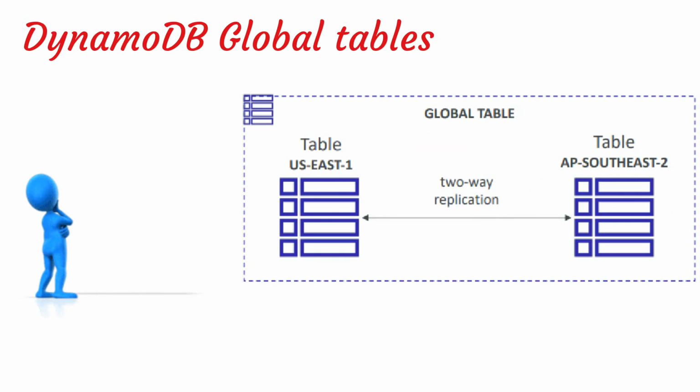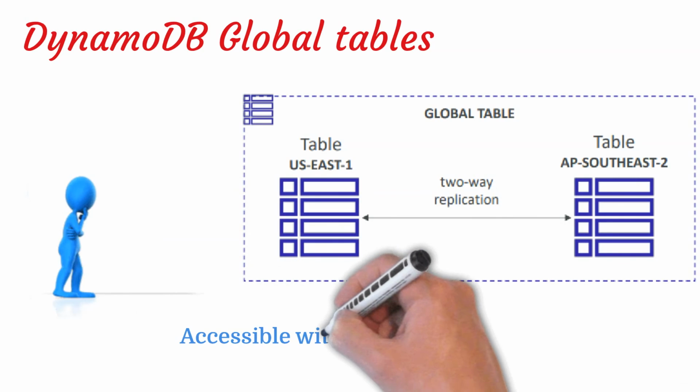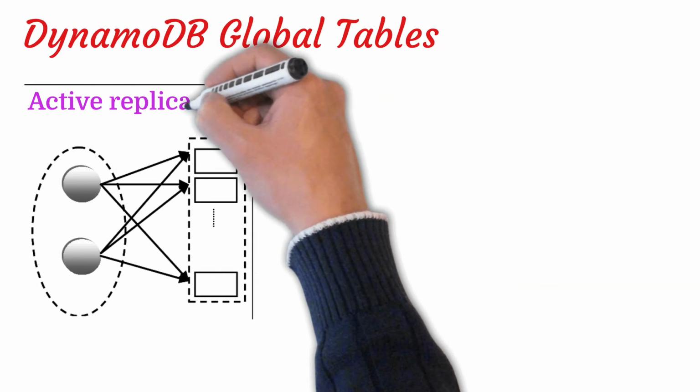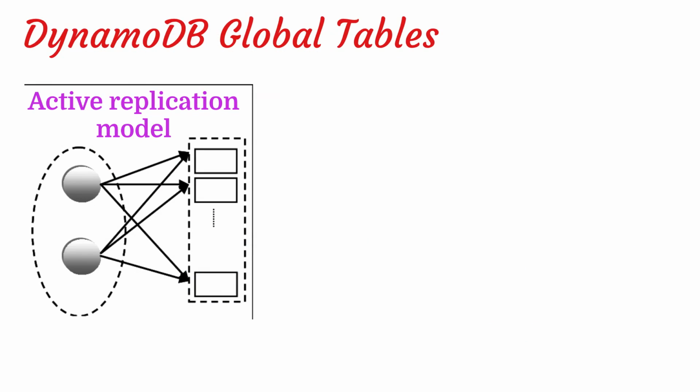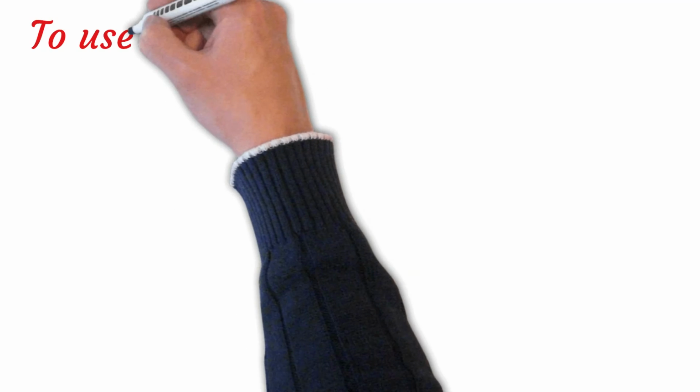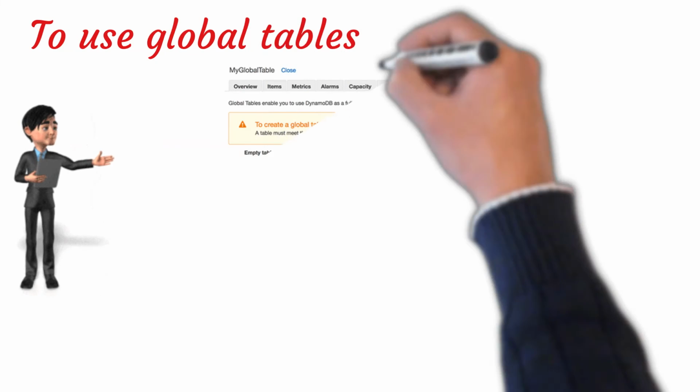DynamoDB supports global tables. It makes a DynamoDB table accessible with low latency in multiple regions. It uses an active-active replication model. With global tables, applications can read and write to the table in any region. To use global tables, you must enable DynamoDB streams as a prerequisite.